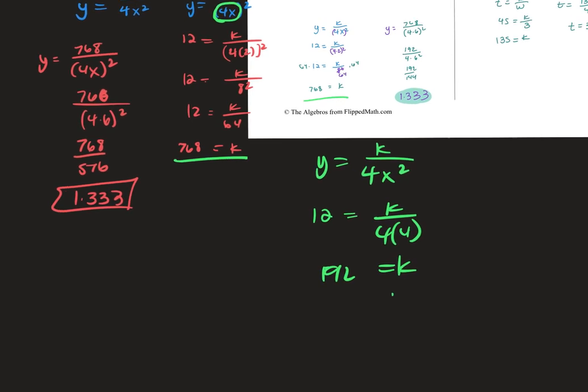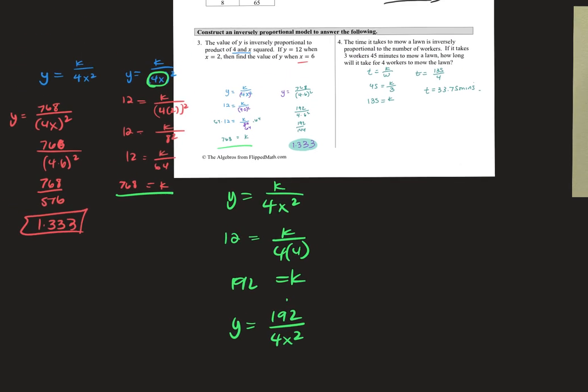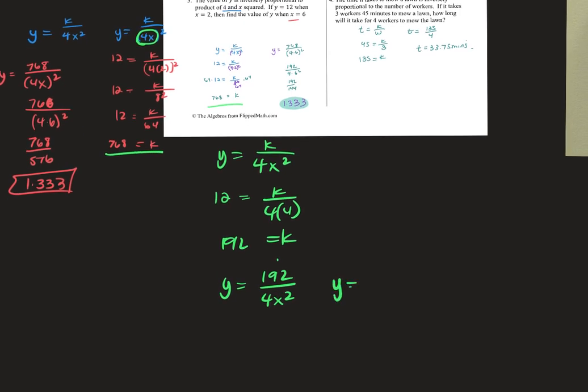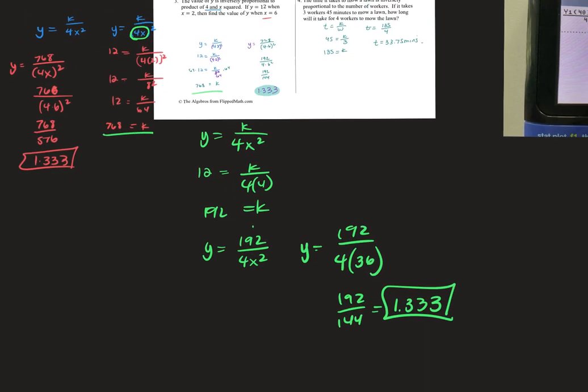192 was what you would have put in the top, and then it would have been y equals 192 over 4x squared. And then your x was 6. y equals 192 over 4 times 36. And 4 times 36 is 144. And 192 over 144 is still 1.33. But generally speaking, it doesn't matter.